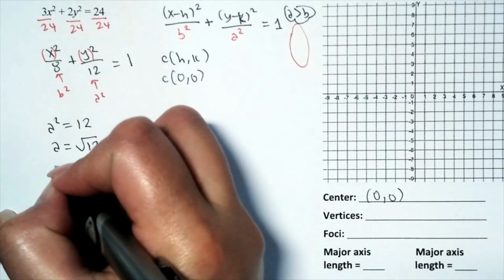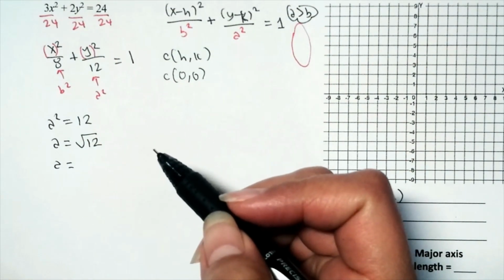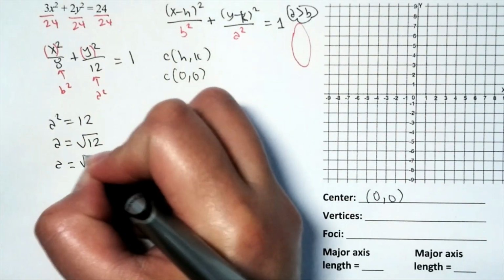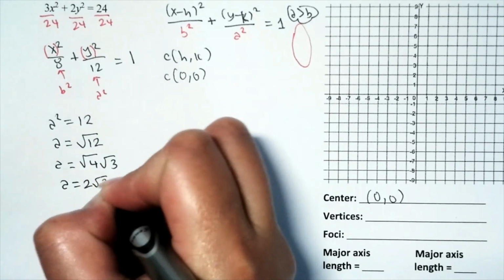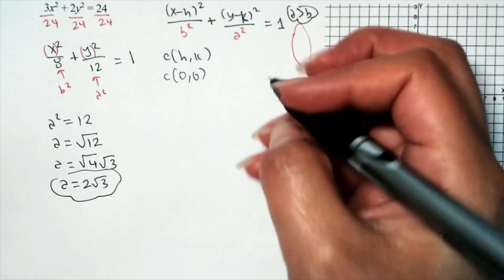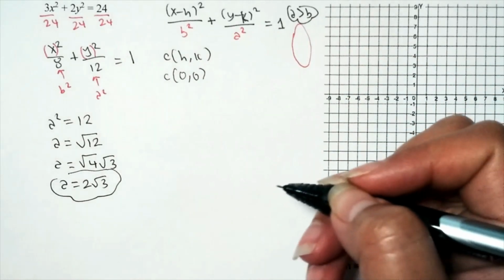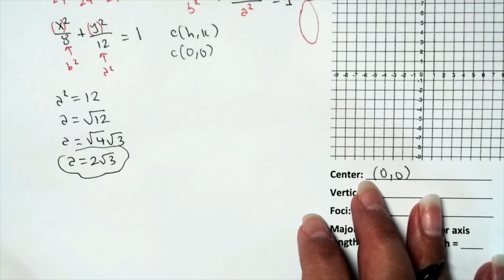So I know you can simplify in your head, but I cannot. For 12, the perfect square factor is 4, so we're going to write that as the square root of 4 times the square root of 3, and that will simplify to 2 square root of 3. So let's go ahead and do my quick sketch. I guess I'll do it right here.